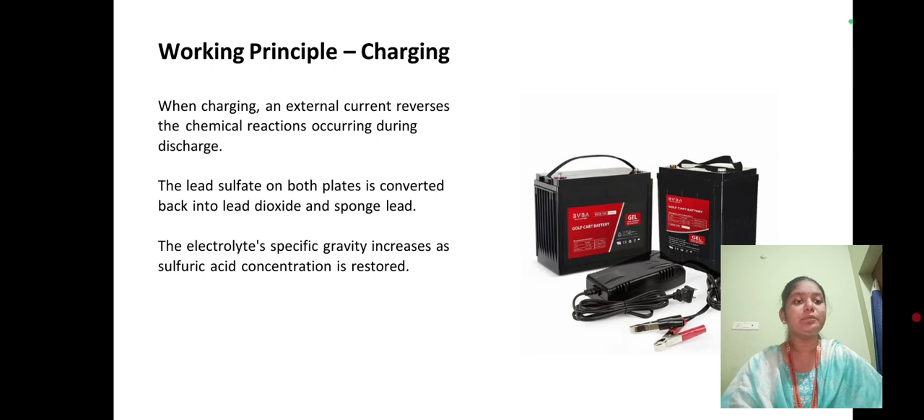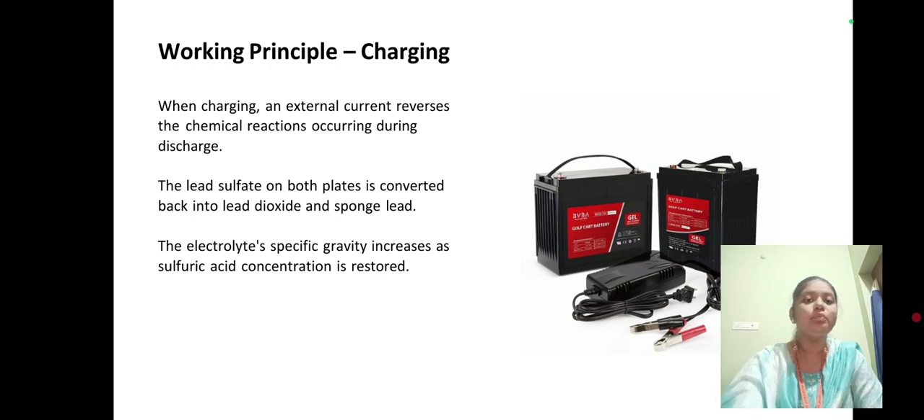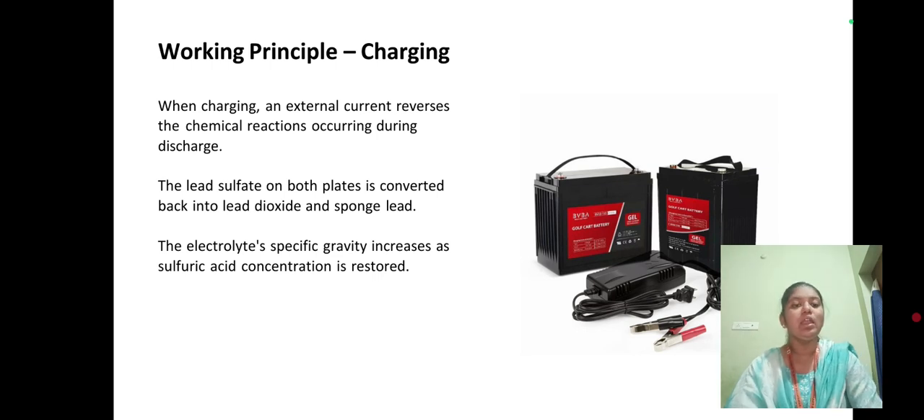Now, in the working principle, we discuss the charging. When charging, an external source reverses the chemical reaction that occurs during the discharge. The lead sulfate on both plates is converted back into lead dioxide and spongy lead. The electrolyte's specific gravity increases as the sulfuric acid concentration is restored.